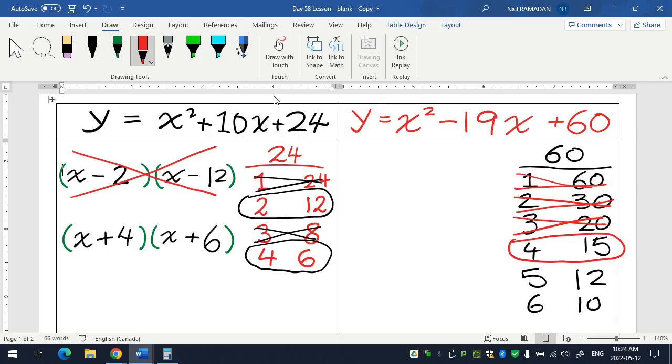Let me just finish this one. 12 and 5, do you think it's going to work? Come on, 12 and 5. Kylan, what do you think? No. 12 plus 5 is 17. 12 minus 5 is 7. That's neither 19. How about 6 and 10? All right. What's my pair? 4 and 15. Let's do it.